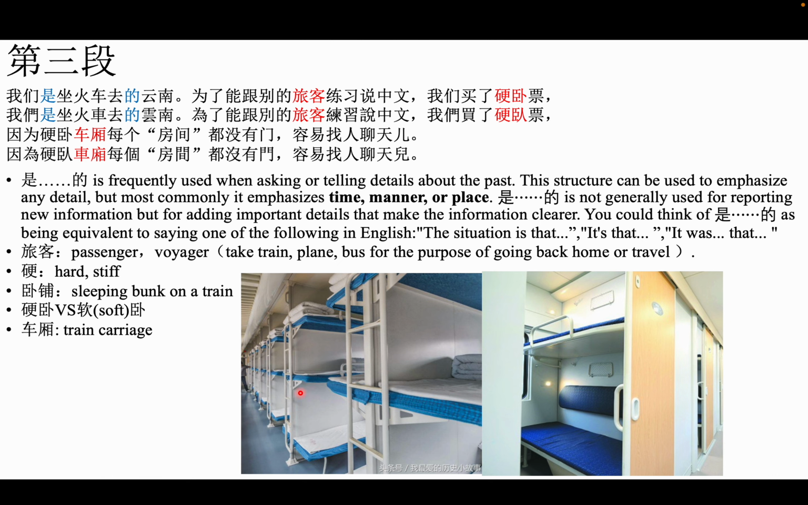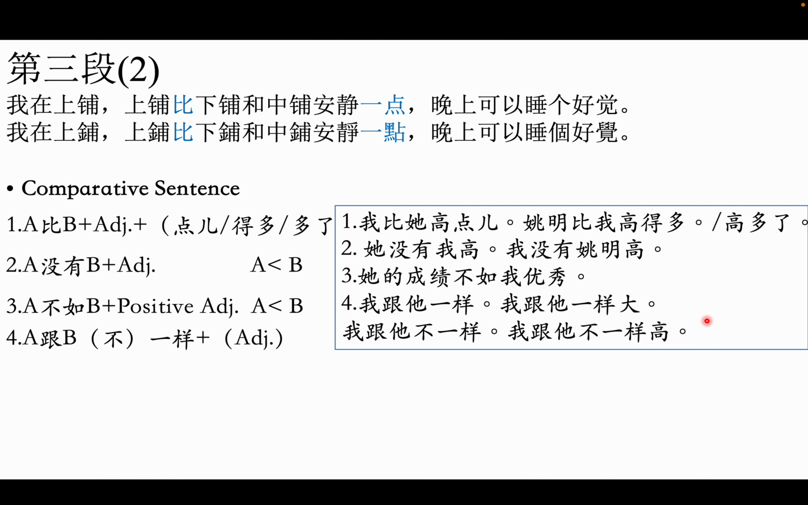And for the up, middle, and the lower one, we can say 上铺、中铺、下铺. Of course, 硬卧 is cheaper and 软卧 is more expensive. 好，我在上铺 so I choose the upper one. 上铺比下铺和中铺安静一点, so the upper one is a little bit quieter than the lower one or the middle one. 晚上可以睡个好觉, I can have a good sleep during the night.